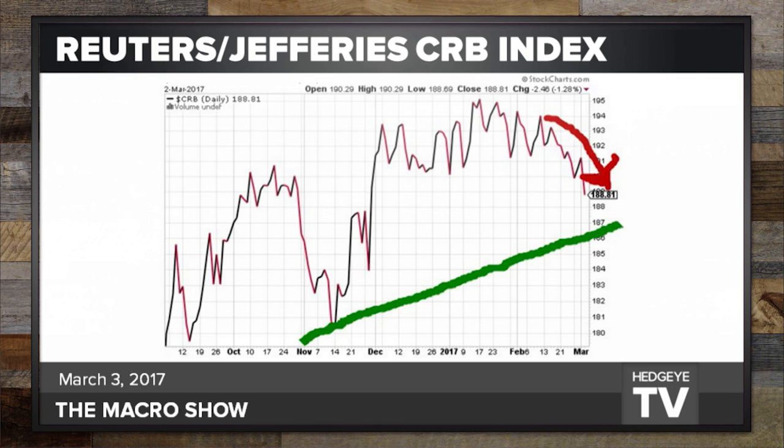You'd still have to break like 186 on the CRB Index to break what I call trend, but the trade is broken. Medium-term trade resistance is 192, so that's why I have a little red line there. That broke, so you've got bearish trade, bullish trend. That's reflation. That's the new setup.